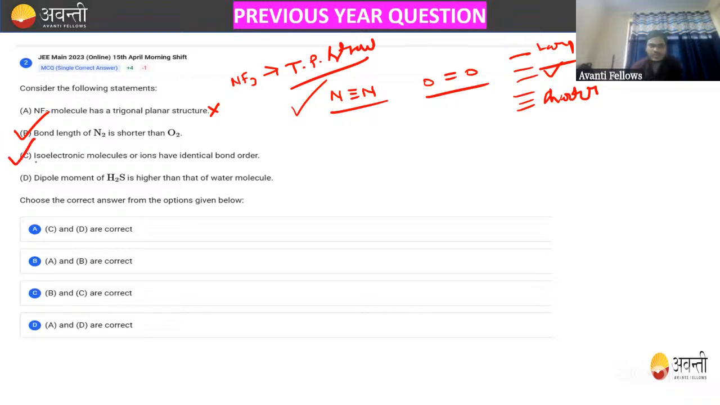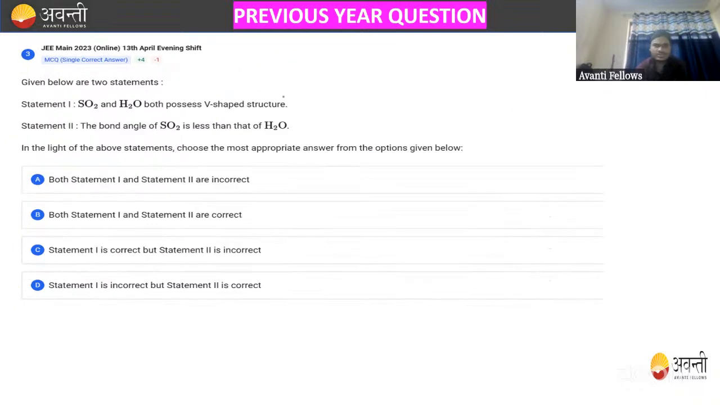Now, dipole moment of H2S is higher than that of water molecule. No, the dipole moment of H2O is higher than that of H2S due to the greater electronegativity of oxygen compared to sulfur. So this statement is absolutely incorrect. So only B and C are correct. ठीक है? तो कौन से ऑप्शन करेक्ट हैं? Only B and C. So only B and C are the correct options. ठीक है? चलो, move to the next.